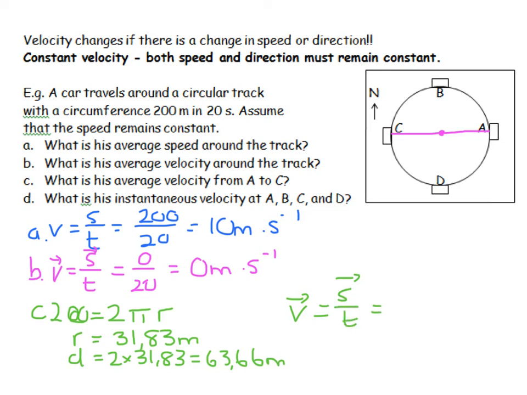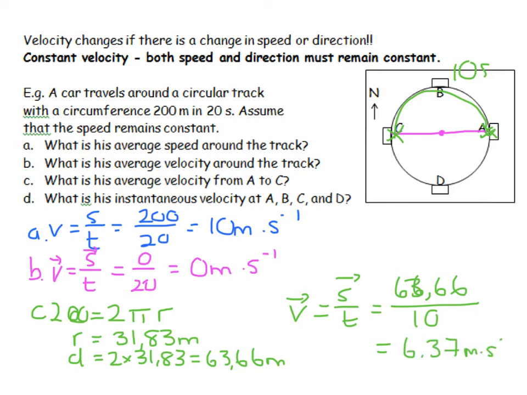So now, if I'm trying to work out velocity, velocity is equal to displacement divided by time, and the change in displacement from A to C is 2 radiuses, 63,66, and it's only halfway around the track. So if it took me 20 seconds to get around the whole track, it's going to take me 10 seconds to get around half the track. So it's 6,37 meters per second. Wait, in what direction? From A to C, I go towards the west.